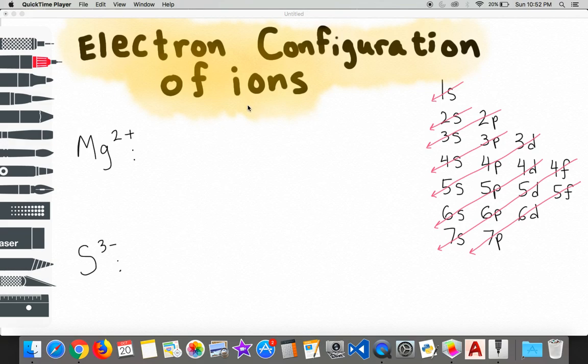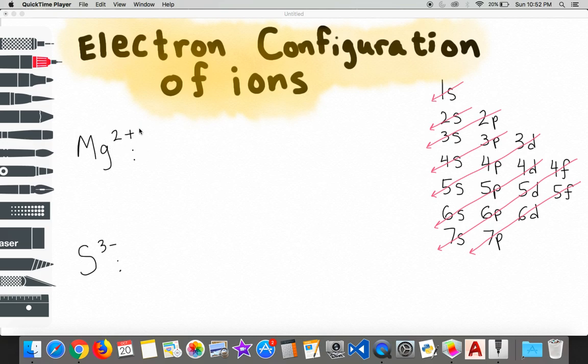So in this video I'm going to be showing you how to write the electron configuration of ions. So let's just start with this example right here. We're going to be writing the electron configuration of magnesium with a 2+ charge. So we're just going to go ahead and begin.